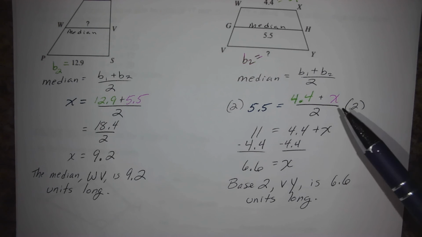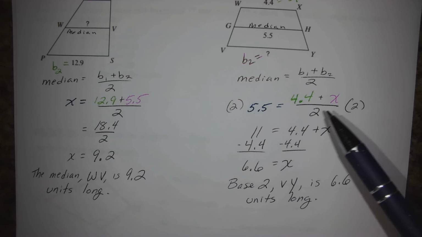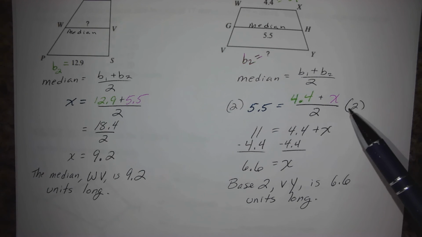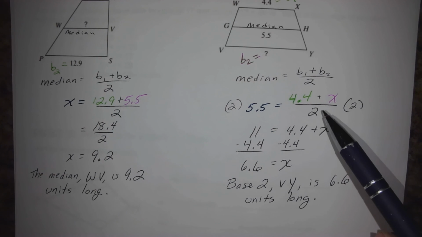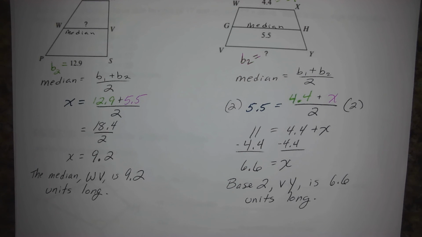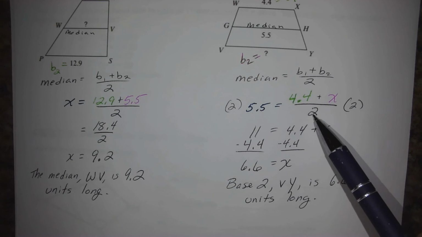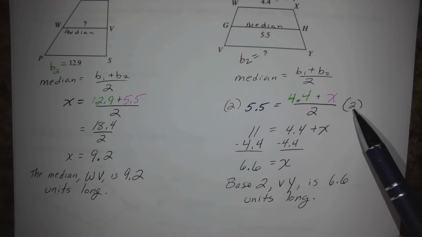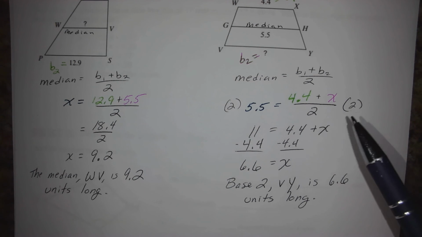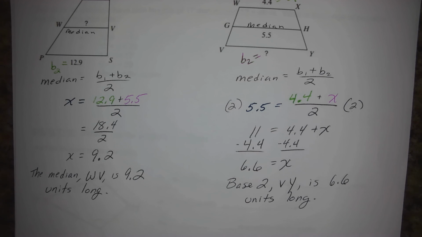If you need help with figuring out why we multiplied by 2, remember 2 is the denominator. If it was 3, we would be multiplying by 3, if it was a third. Again, if this was a 4, then we would multiply by 4. It all depends what the denominator is. There you go. We've done angles. We've done medians. Happy trails.